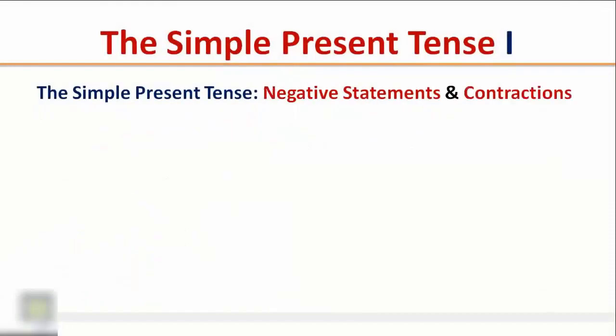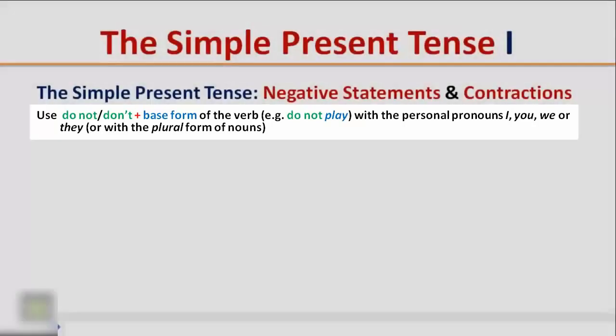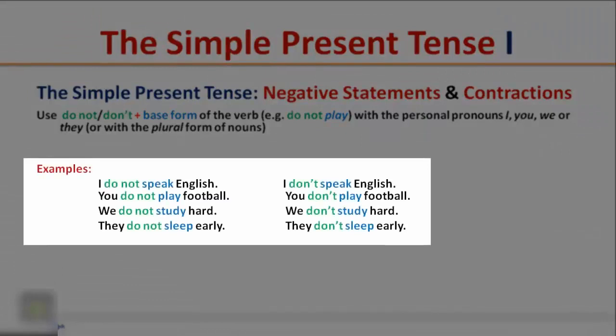The simple present tense, negative statements and contractions. Use do not plus base form of the verb or don't plus base form of the verb, for example, do not play, with the personal pronouns I, you, we, or they, or with the plural form of nouns. Examples: I do not speak English. I don't speak English. You do not play football. You don't play football. We do not study hard. We don't study hard. They do not sleep early. They don't sleep early.